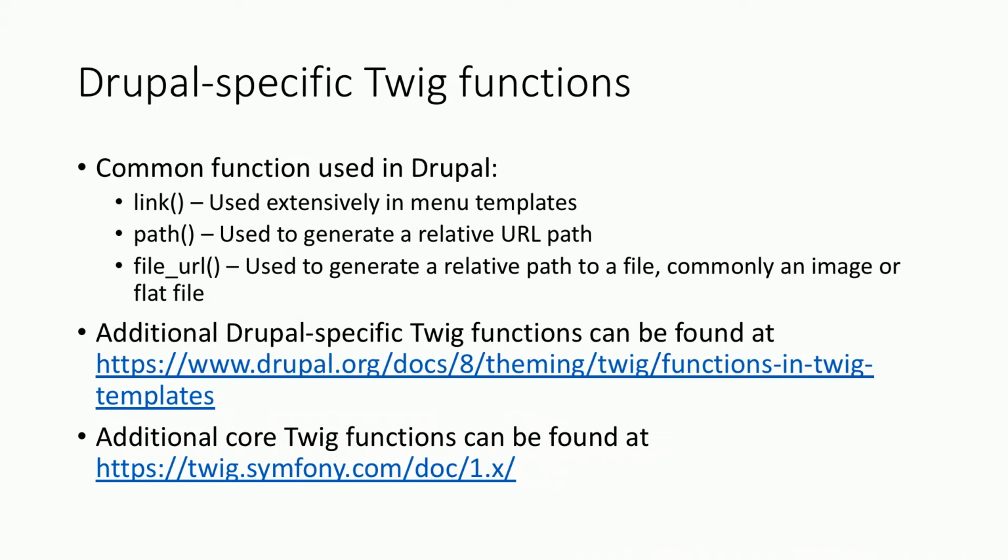The menu template path will give you a relative URL path of what you pass into it. File URL, if you were to get, say, an image file from the backend or something you've created as a field, where you want to save a PDF in that field or an image in that field, you can use file URL to give you a relative path. In fact, I've seen it loading a JavaScript file that way, although there are certainly other ways to load a JavaScript file in a theme.